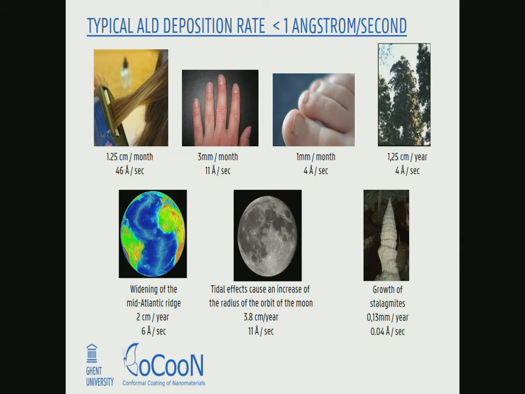You can even look at the tidal effects that are causing an increase of the radius of orbit of the moon. That's about 4 centimeters per year. So as you are standing next to your ALD reactor, the moon is moving away from you at 1 nanometer per second, while your film is growing maybe 10 times slower. So when I say slow, it's really slow.